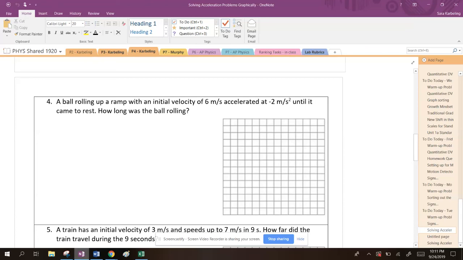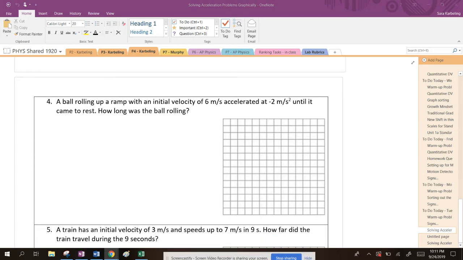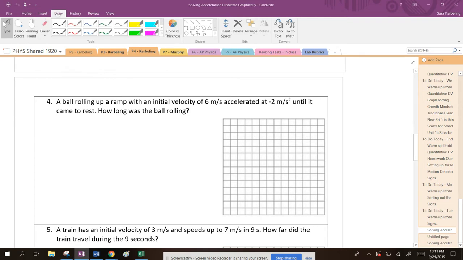We're going to work on question number 4 from the graphic analysis page. So here we go. It says a ball rolling up a ramp with an initial velocity of 6 meters per second accelerates at negative 2 meters per second squared until it comes to rest. The question asks here, how long was the ball rolling?